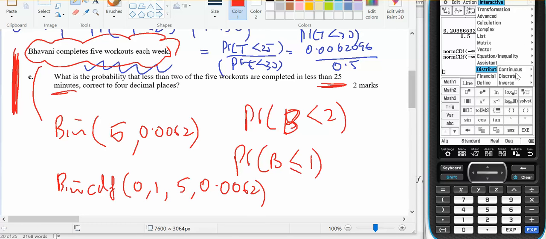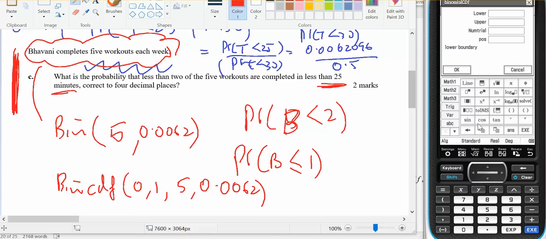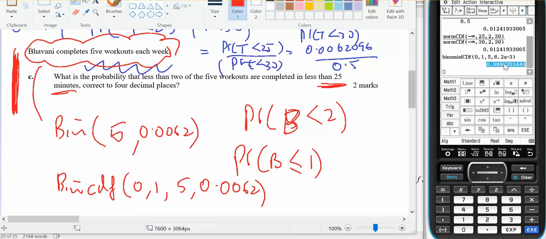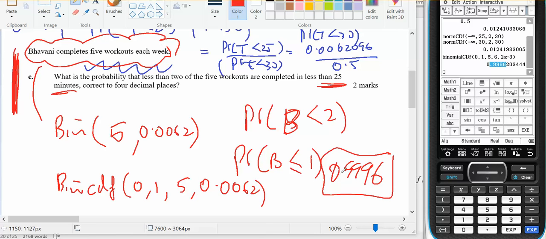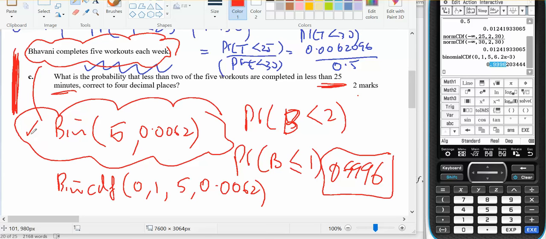Interactive, distribution, discrete this time, discrete CDF. Lower is 0, upper is 1 because it's going to be less than 2, 5 and 0.0062. Yep, I get an answer of 0.996, 3 nines and a 6, to 4 decimal places. 2 marks. The fact that it's binomial, once the examiner sees that, then they're comfortably giving you the 1 mark.